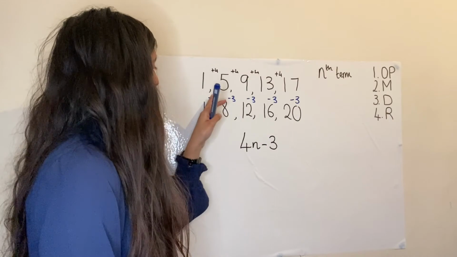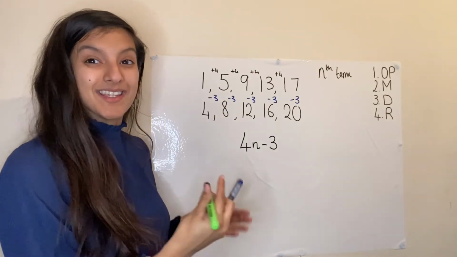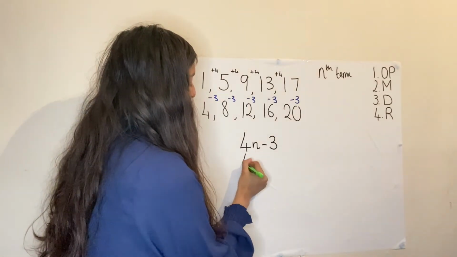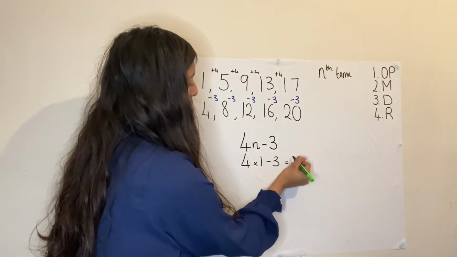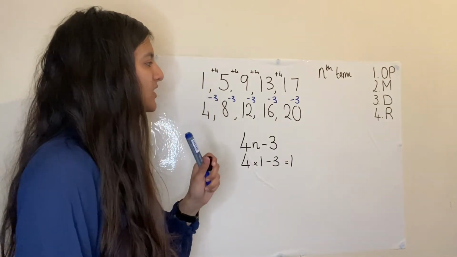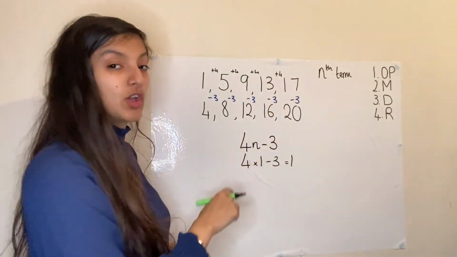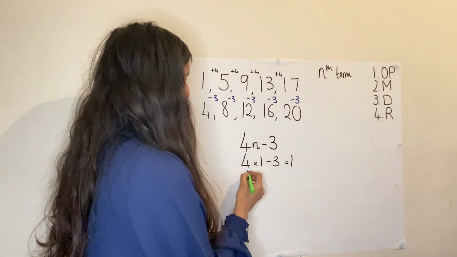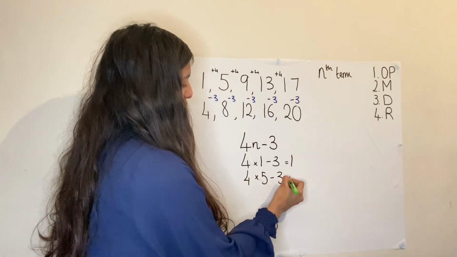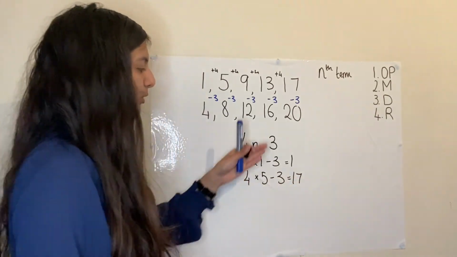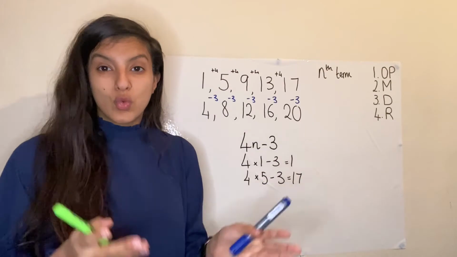So we're going to try it for number 1 first. So number 1 in the sequence, so n is going to stand for 1. 4 times 1 take away 3 equals 1. And that matches. Let's try it for number 5. So n is going to stand for 5 now because we're looking at the fifth number in our pattern. 4 times by 5 take away 3, which equals 17. So it matches up.